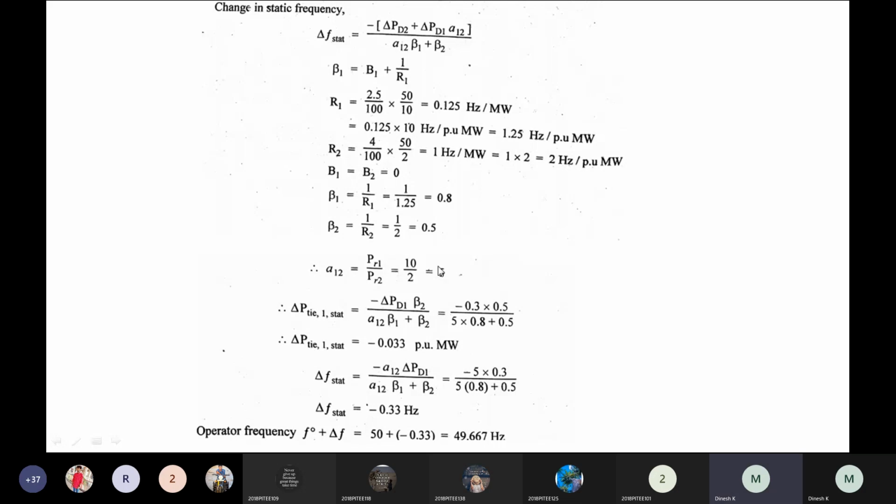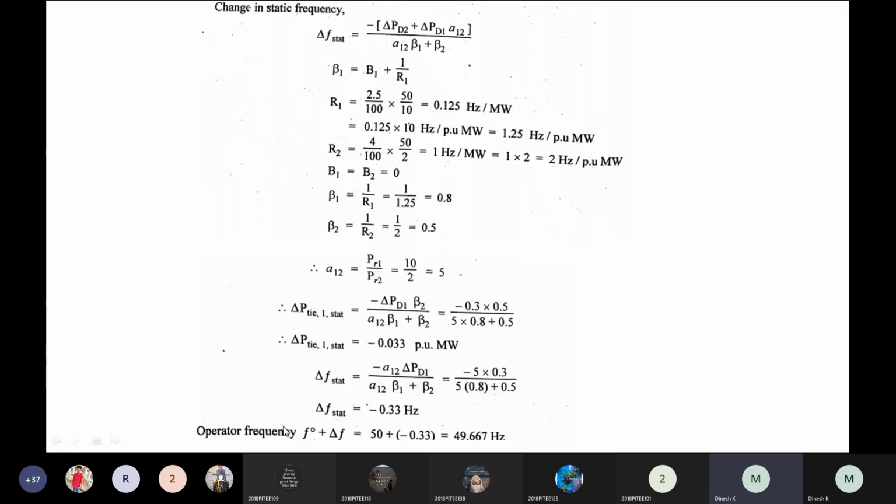So I am substituting in my del P12 static. So del PD1 is 0.3, beta 2 is 0.5, A12 is 5, beta 1 is 0.8, beta 2 is 0.5. I'm substituting all the values in the equation. I'm getting del P12 static as minus 0.033 per unit megawatt. So change in power is obtained here, that is change in tie line power. And change in frequency should be minus A12 del PD1 divided by A12 beta 1 plus beta 2. Substitute all the values. So minus 5 into 0.3 divided by 5 into 0.8 plus 0.5. So it is minus 0.33 hertz.